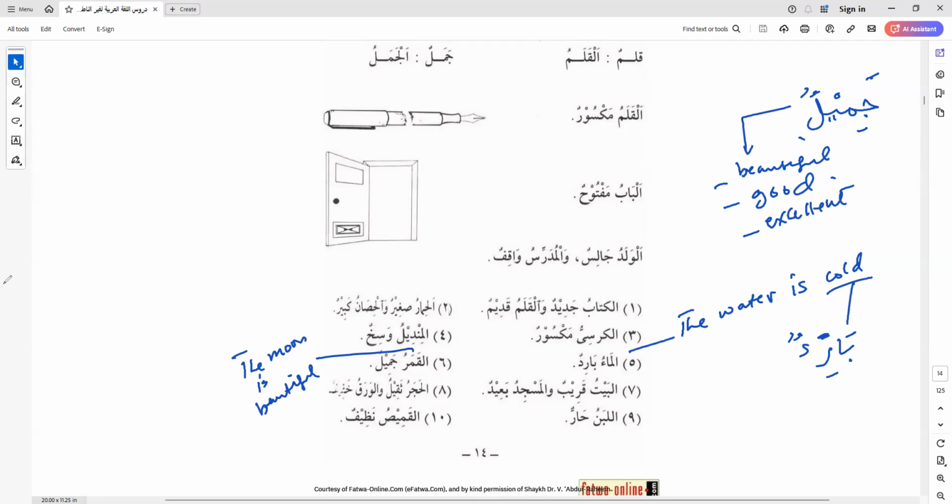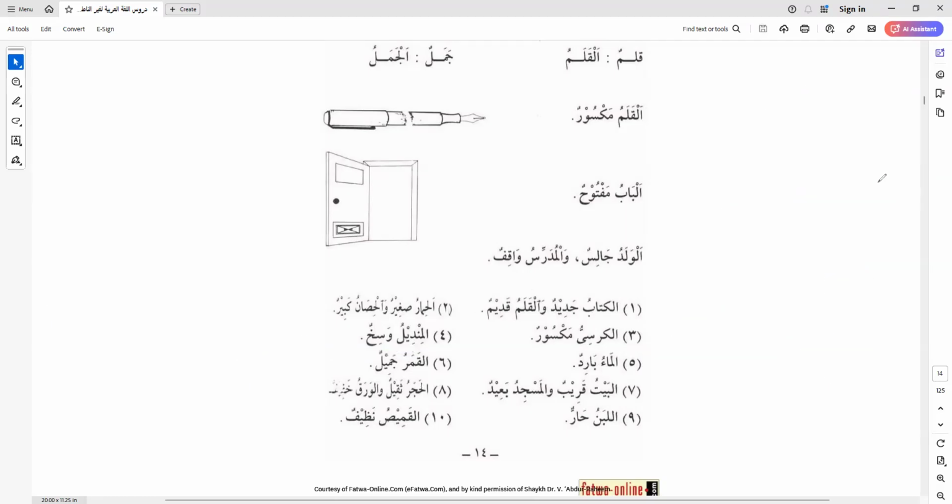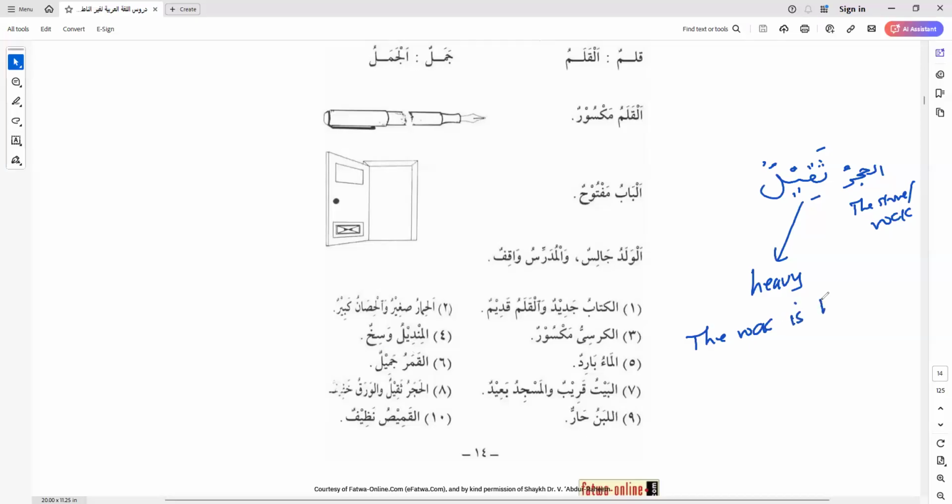And then we have al-hajaru. We've talked about hajar. Hajar is a stone. Al-hajaru. The stone or the rock is thaqilun. When we say something is thaqilun, we mean it's heavy. So al-hajaru thaqilun, we say the rock or the stone is heavy. So anything that is heavy in Arabic, we say thaqilun.